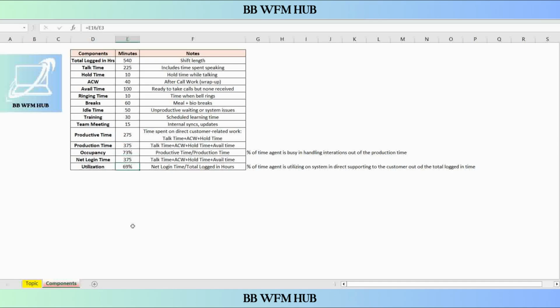Now what is the utilization? Utilization means the percentage of time an agent is utilizing on system in direct support of the consumer out of the total logged in time. Here we have seen that the agent is utilizing these 375 minutes. So 375 minutes divided by 540, that is the total logged in time. So utilization is 69%.